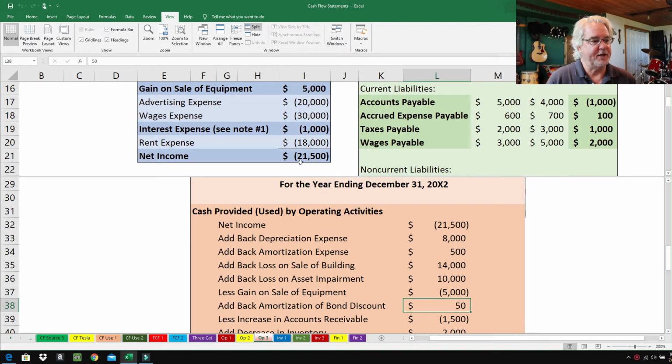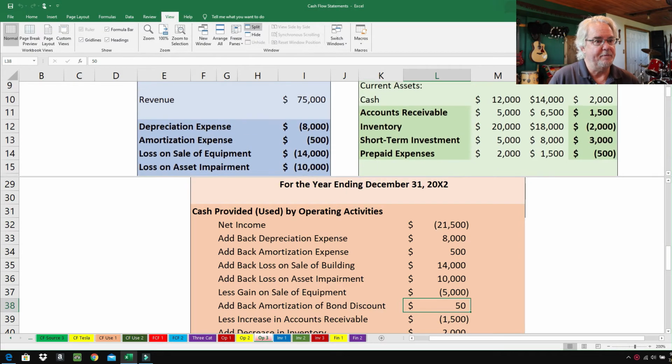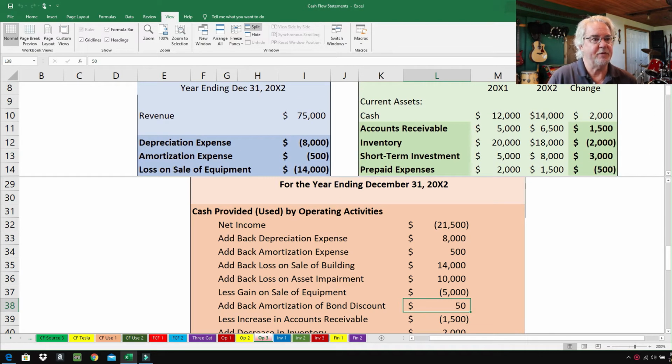So coming down, I think we've taken care of that income statement. It is done. So let's go up here to the balance sheet. As I said here, we've got two balance sheets. We've got last year's balance sheet and we've got this year's balance sheet, and we are looking at the change. So accounts receivable. Accounts receivable was $5,000, now it's $6,500, and so the change is an upward change. Accounts receivable grew by $1,500.